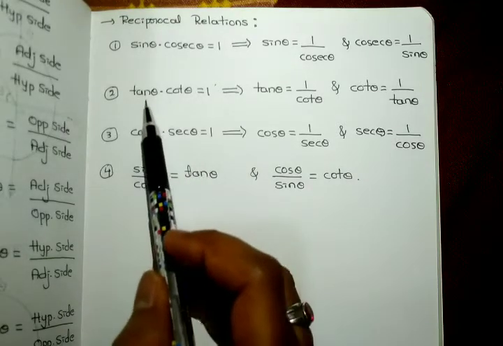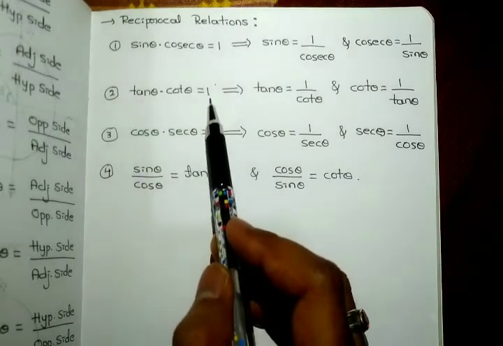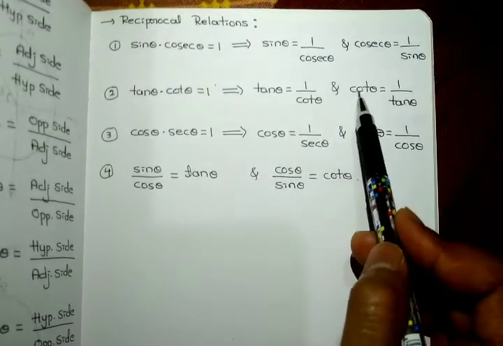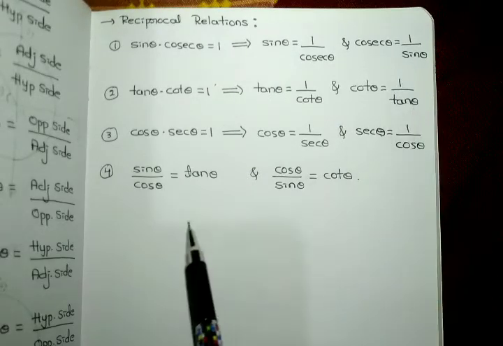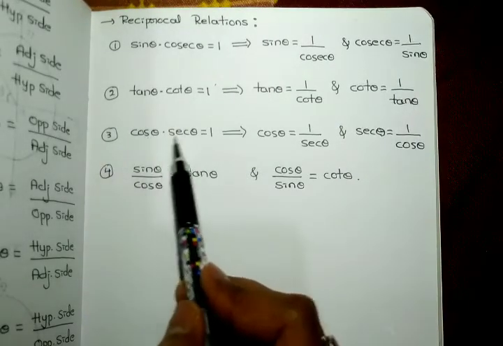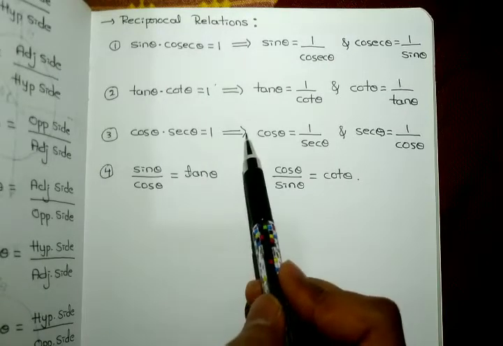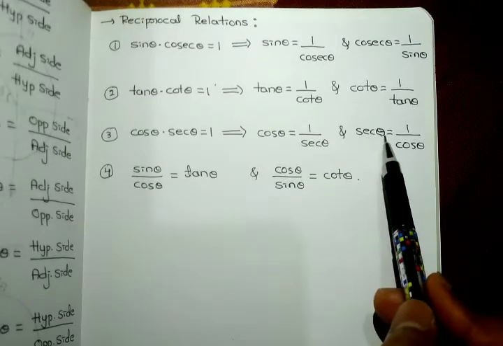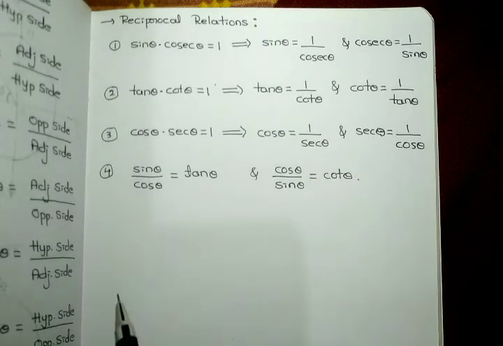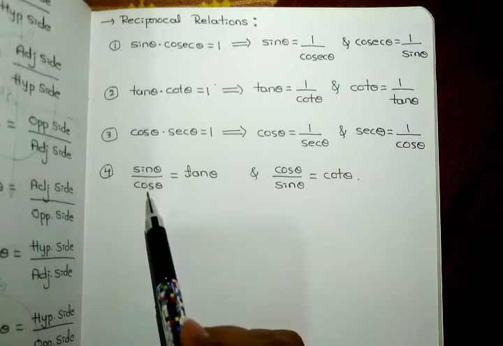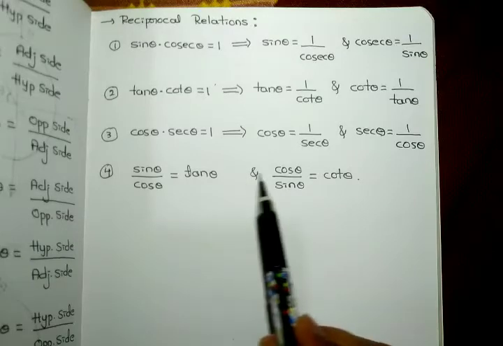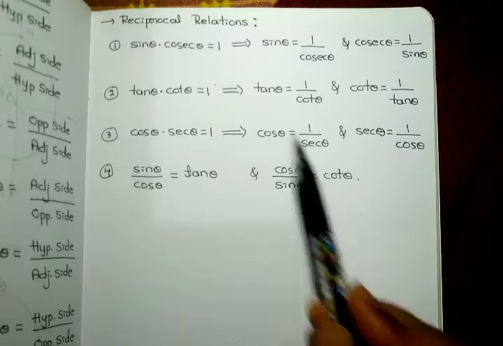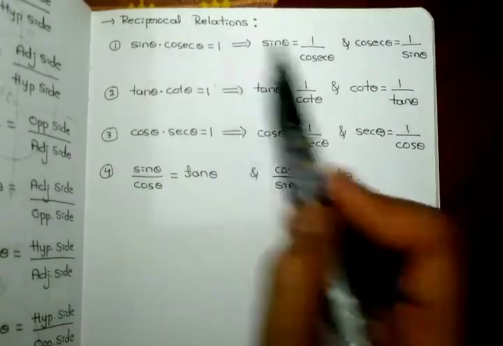Next, second, tan theta into cot theta is 1. It implies that tan theta is equal to 1 upon cot theta, and cot theta is equal to 1 upon tan theta. Third, cos theta into sec theta is equal to 1. It implies that cos theta is equal to 1 upon sec theta, and sec theta is equal to 1 upon cos theta. Similarly, fourth, sin theta divided by cos theta is always tan theta, and cos theta divided by sin theta is what? Cot theta. So these all are reciprocal relations.